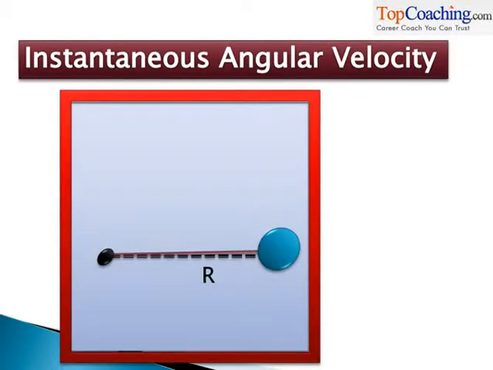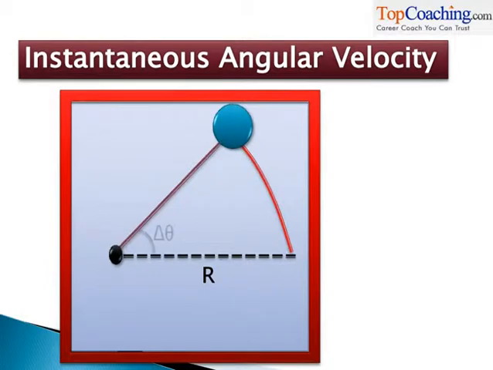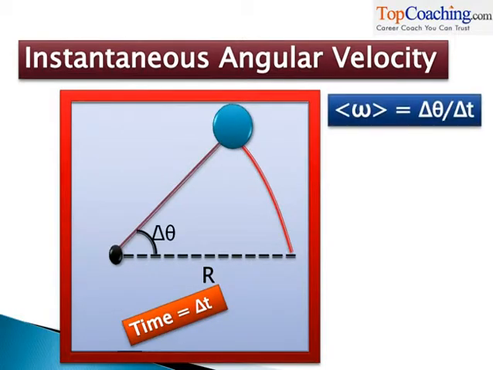Another important topic is instantaneous angular velocity. Just as in the case of instantaneous velocity, which we studied some chapters ago, instantaneous angular velocity represents the rate of change of angular displacement at any particular instant. So let's say this ball is moving an angle delta theta in time delta t. Then its average angular velocity will be delta theta by delta t.